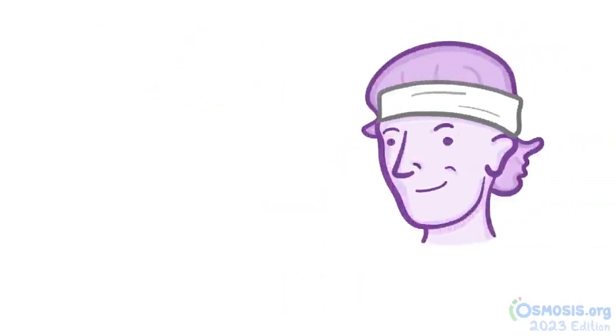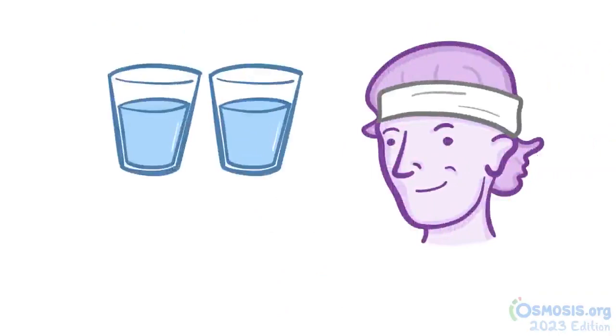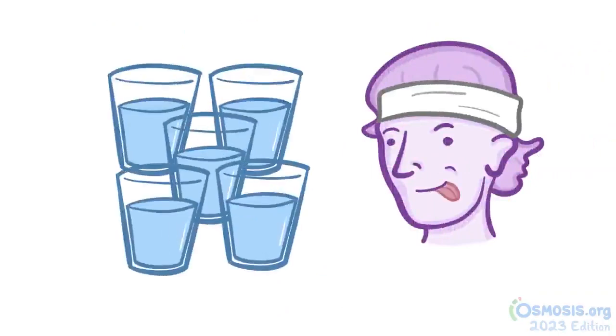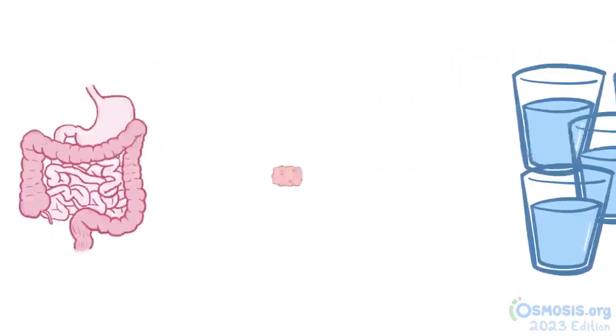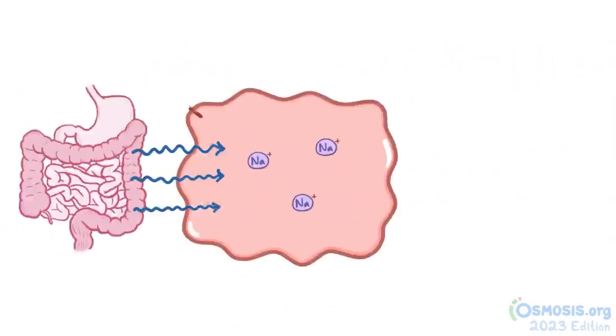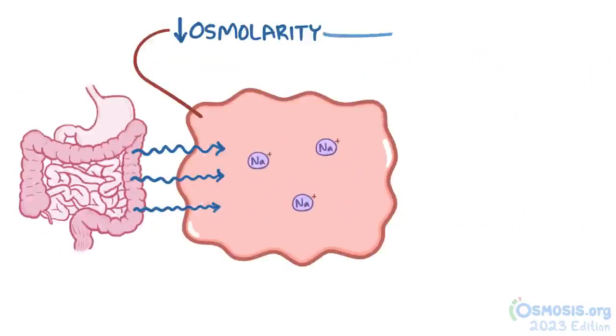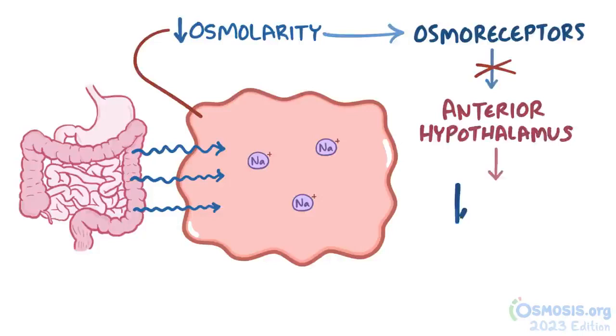So now let's consider a different situation. Let's say that you start drinking a lot of water, way more than what you usually drink. That extra fluid diffuses through the large intestines and gets into the blood and decreases the plasma osmolarity. This decrease in plasma osmolarity inhibits osmoreceptor firing from the hypothalamus, which inhibits ADH secretion.